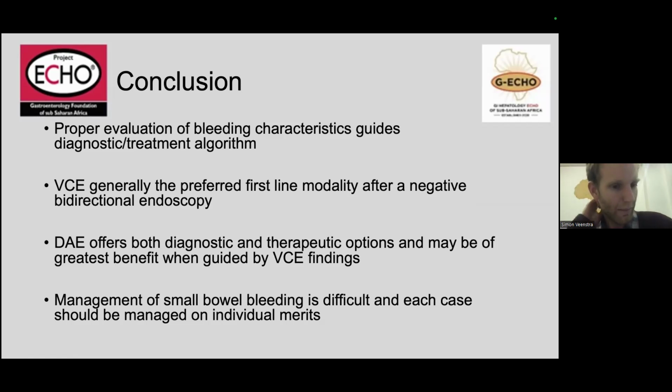In general, video capsule endoscopy is the preferred first line modality after a negative bidirectional endoscopy. And then device-assisted enteroscopy offers both diagnostic and therapeutic options, but it's of greatest benefit when guided by your video capsule. And I think that the management of small bowel bleeding is not a one-size-fits-all type of approach. It's in some ways relatively difficult, and each case should be managed on individual merits.